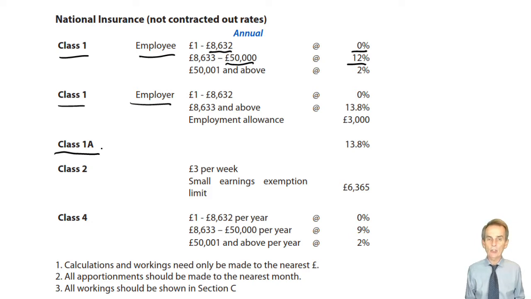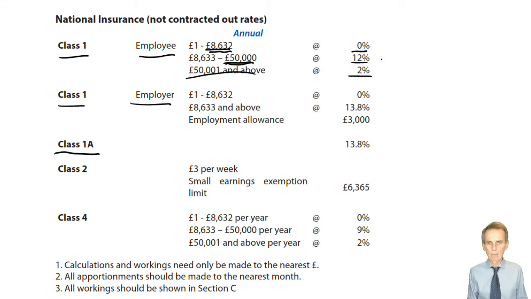But in relation to your cash earnings, your salary, wages, bonuses, commissions, your cash earnings, we have employee contributions where there is the lower limit of 8632, upper limit of 50,000. Between those limits, you pay at 12%. Above the upper limit of 50,000, it drops to 2%. We'll explain the reasoning behind that in a moment's time, but those are the numbers, these are the rates to apply.